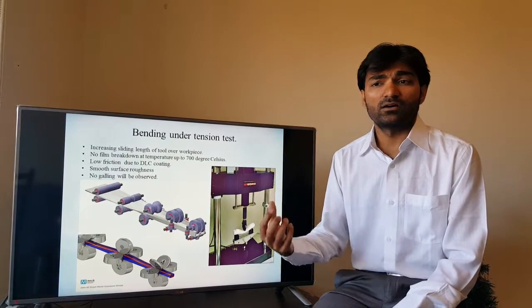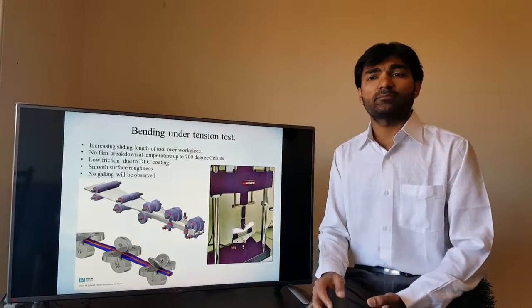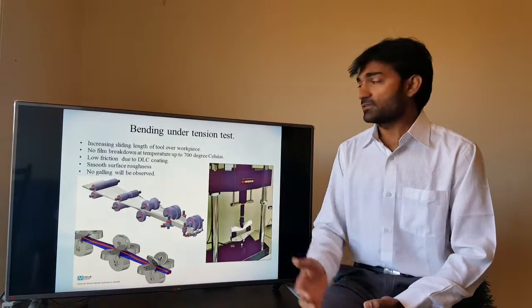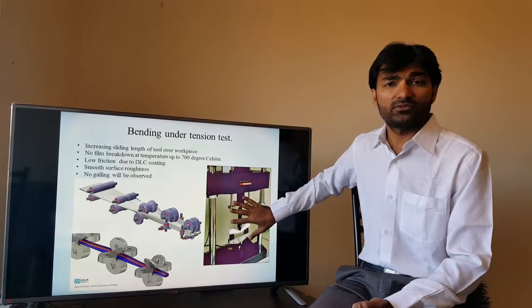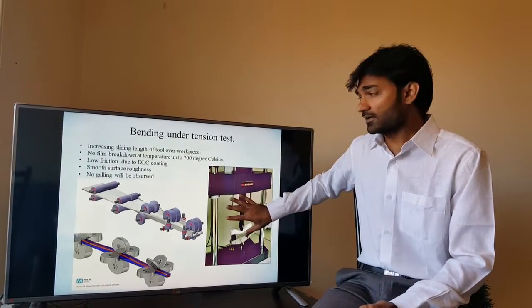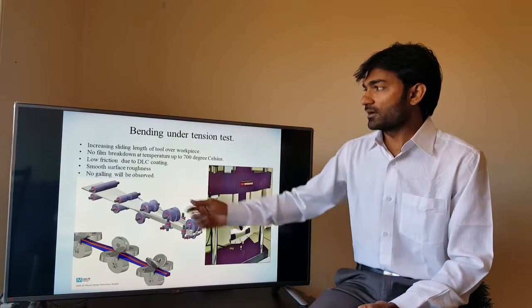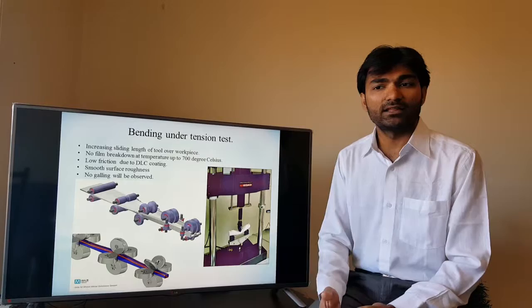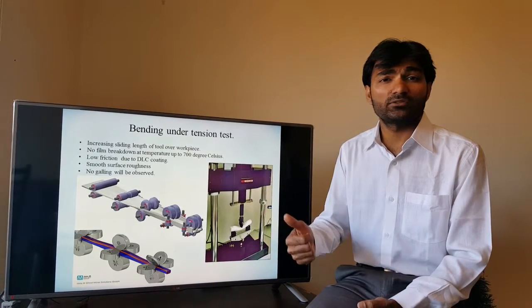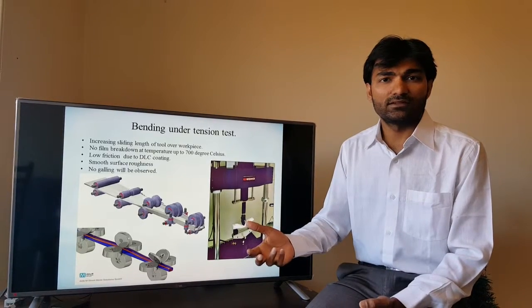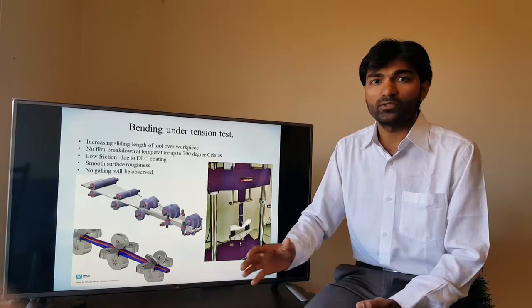So this combination of lubricant, additive, and coating was tested by 3 tests. The first test is the bending under tension test. From the figure we can see that there is a hydraulic press being used in the bending under tension test, that is the BUT test, and by using this combination it was found that there was an increase in the sliding length, because as we know, Pifner 1 can resist deformation up to 800 degrees Celsius. So as it is not deforming up to 800 degrees Celsius, there is no film breakdown.